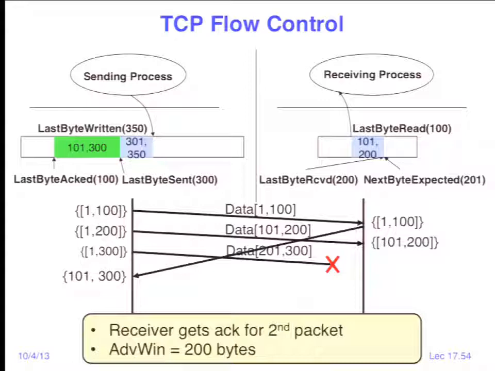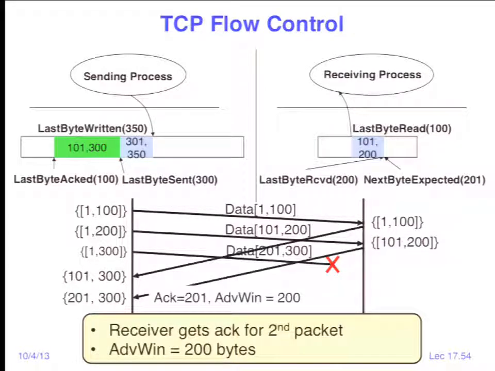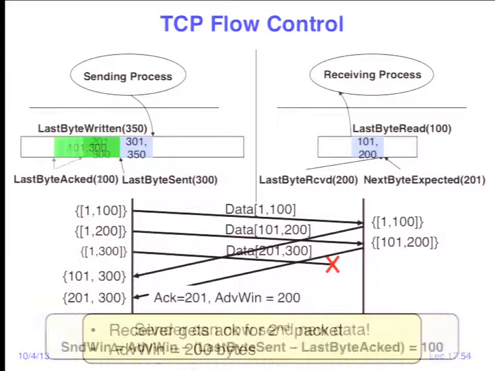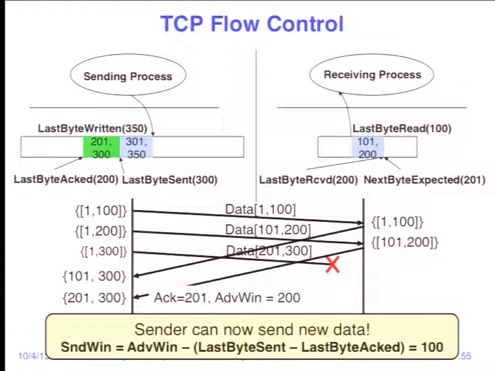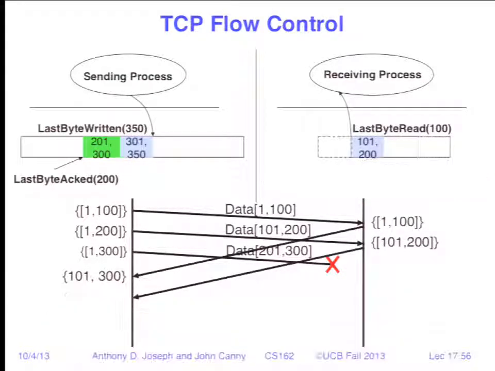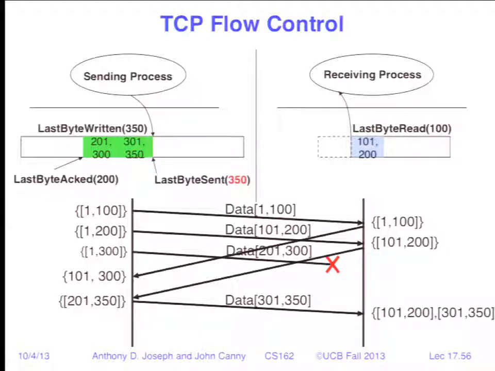All right. So now we get the acknowledgement for the second packet, and the advertised window is 200. Right? Now we can send new data. Because we know that that second packet was received, and the advertised window is 200, and so that allows us to send another 100 bytes. So we can send the last 50 bytes.